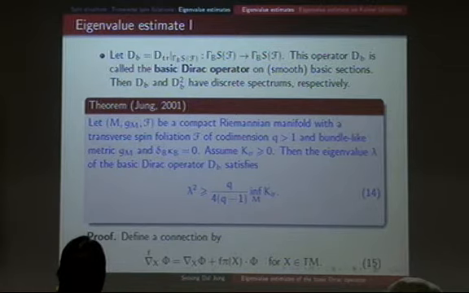Here, if F satisfies this equation, then the eigenvalue lambda of the basic Dirac operator satisfies this inequality. Here q is the codimension of the foliation. And this is proved by defining this modified connection, and we calculate the length of this derivative.